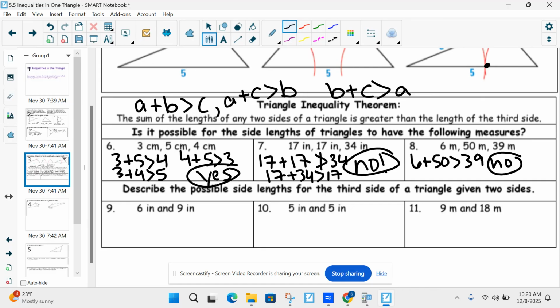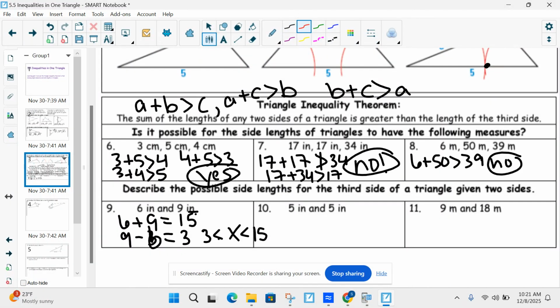Okay, you can also determine possible values of the third side using the triangle inequality theorem. So you know if you add the two together, you would get the biggest possible length. And if you subtract them, sorry, I meant to say 6, you would get the smallest possible length. So that means the third side could be anywhere between 3 and 15, but not equal to 3 and 15.